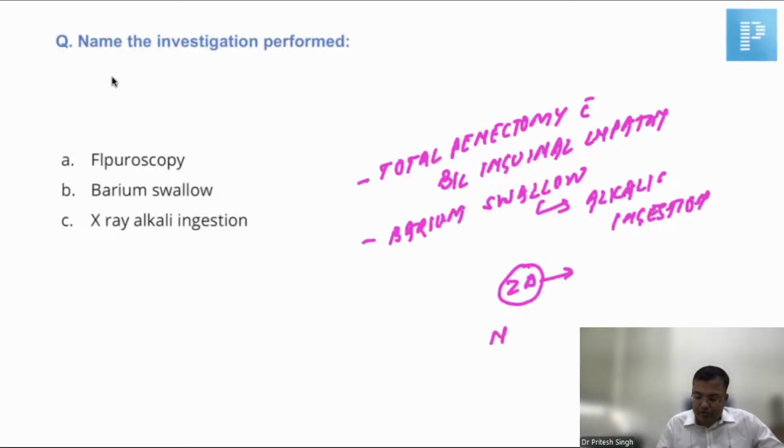Okay, nasojejunal tube. There was nasojejunal tube insertion. Okay, testicular torsion was there. Yes, we discussed testicular torsion image.